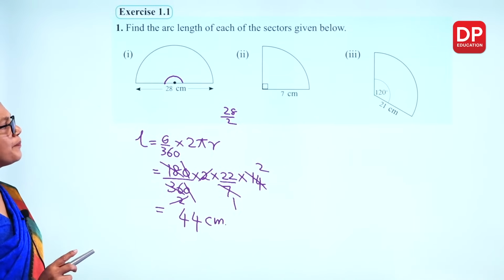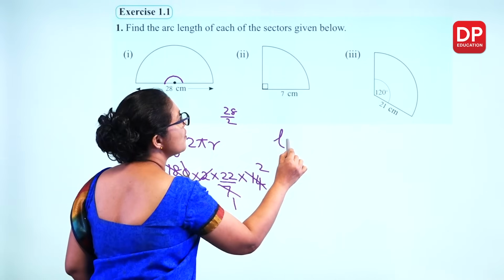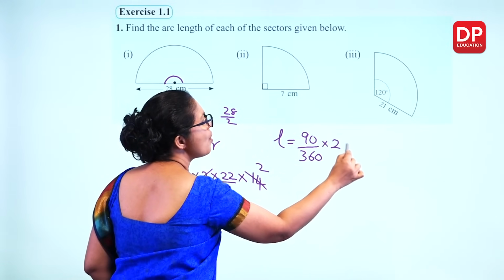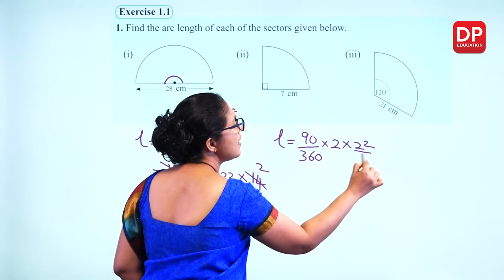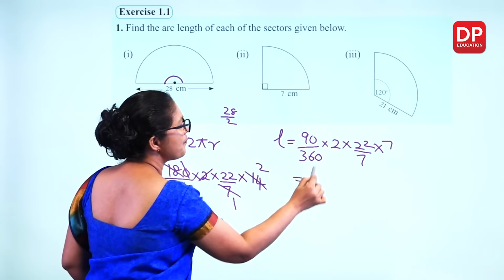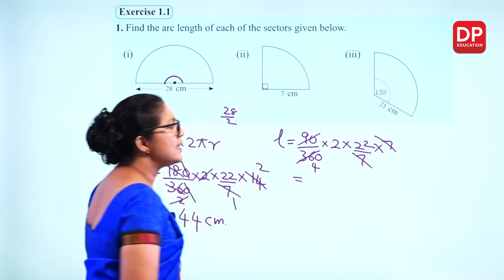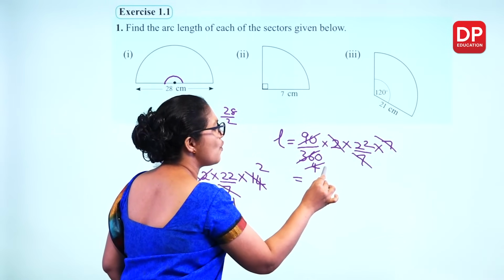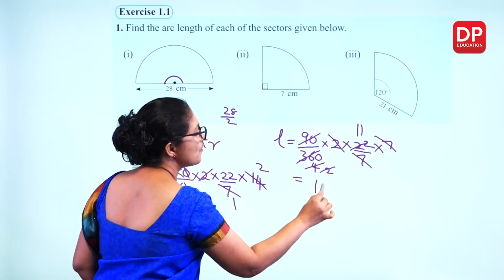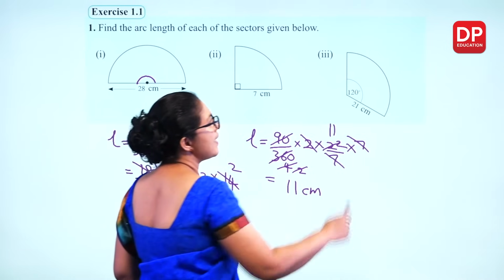Now we'll look at the second diagram. The angle at the center is 90 degrees. So here straight away you can use the formula angle 90 divided by 360 into 2 pi value. Pi value we take 22 over 7 into r. What's the radius here? 7. Now try to simplify. 90 times 4, 360. And then this 7 gets cancelled out with this 7. So here 2 with this 4, you get 2. 21 divided by 2, you get 11. So what's the arc length of this figure? 11 centimeters.